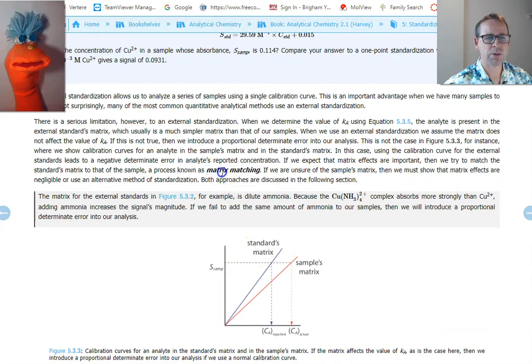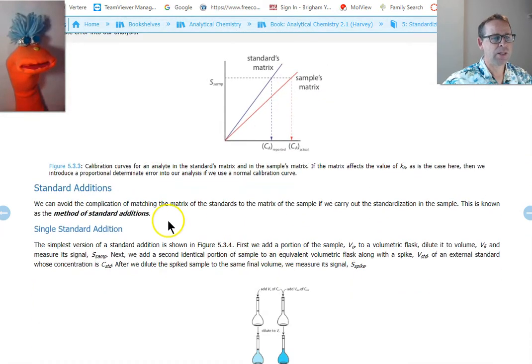And for this, we would want to be sure that we match our matrices, which essentially means that if your sample is in ocean water, then you want your standards to be made up in ocean water, right? Or if your standards are in a solution of a given pH, then you also want your samples to be at that same pH, right? Okay, another way is what we call standard addition.